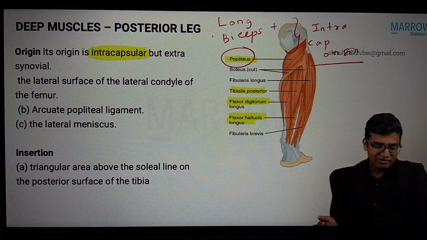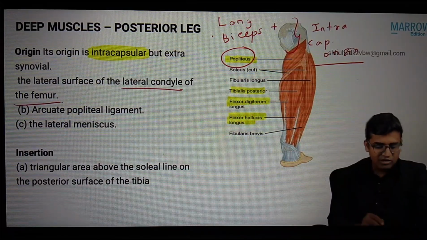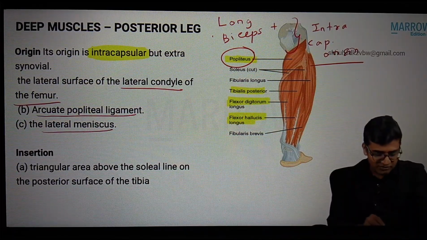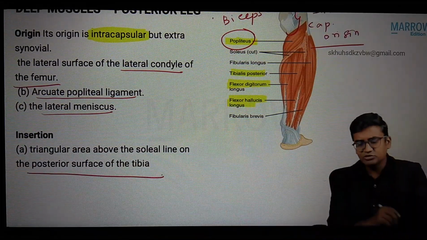Now, origin, they won't ask you. Again, for the completion sake, I have given the origin from the lateral surface of the lateral condyle of the femur, and it also takes origin from the lateral meniscus and the popliteal ligament, with insertion to the posterior surface of the tibia above the soleal line.